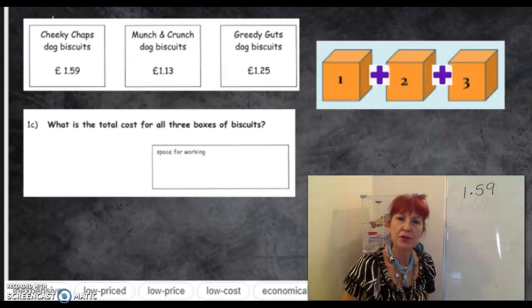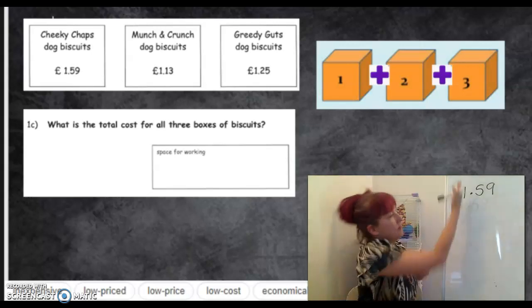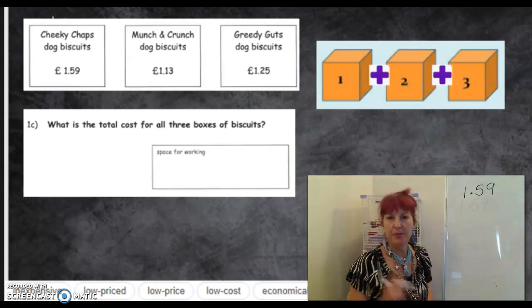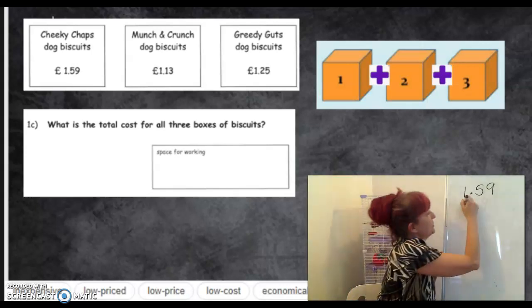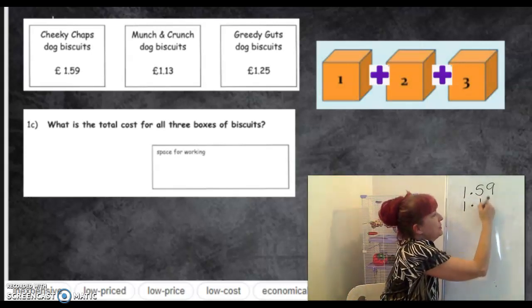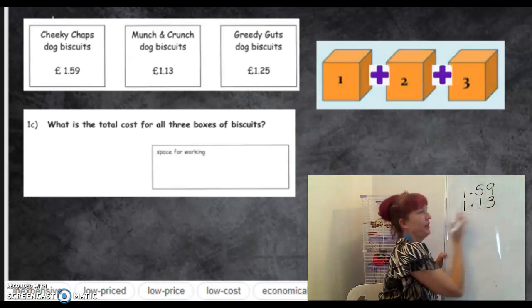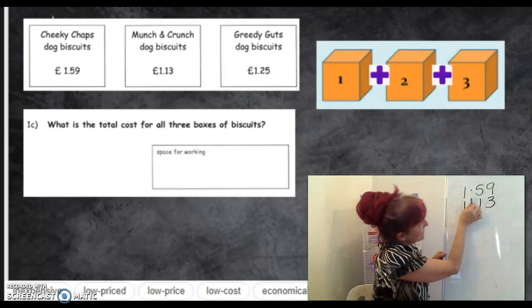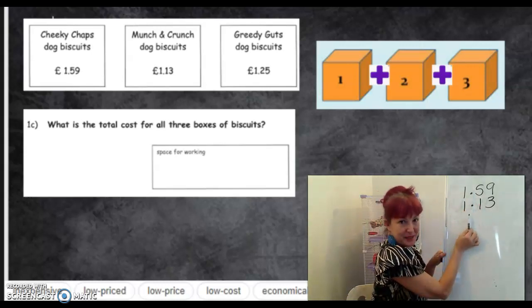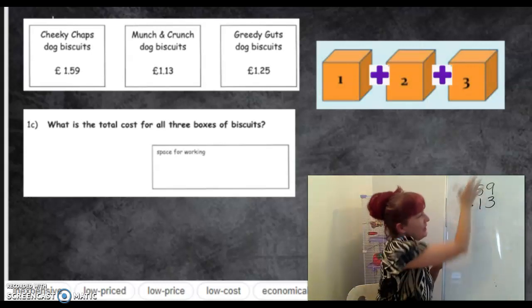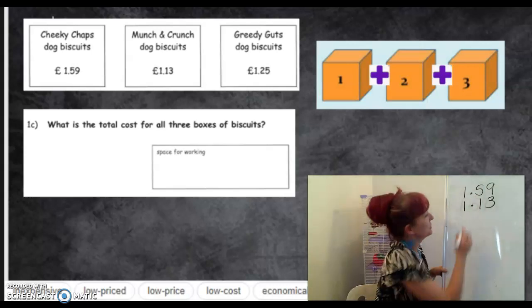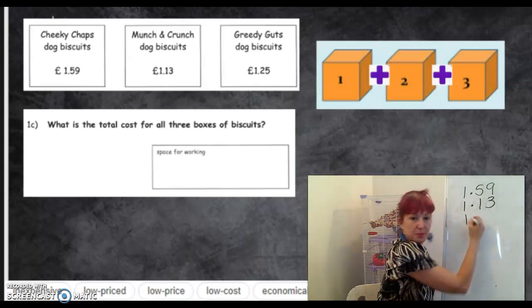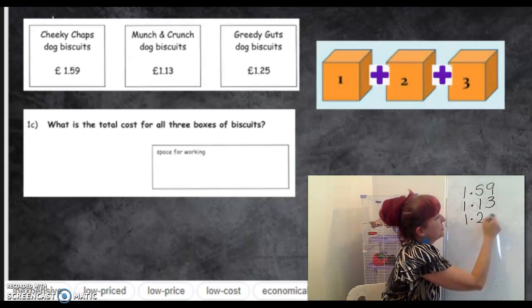I want to show my method, so I'm going to write my numbers. The biggest mistake I see people doing is writing their numbers in the wrong place. They go wonky all over the place. I always line my, what's that called? DP? Decimal point. I always line my numbers up according to that. And then my last price, £1.25.